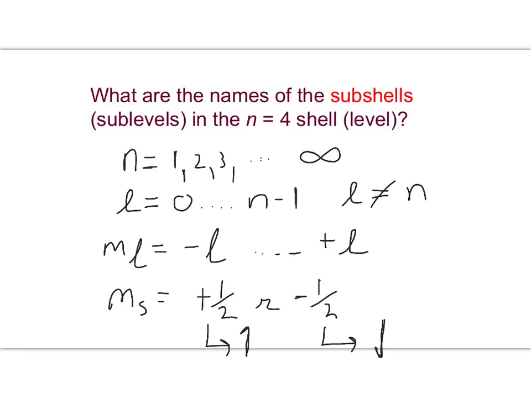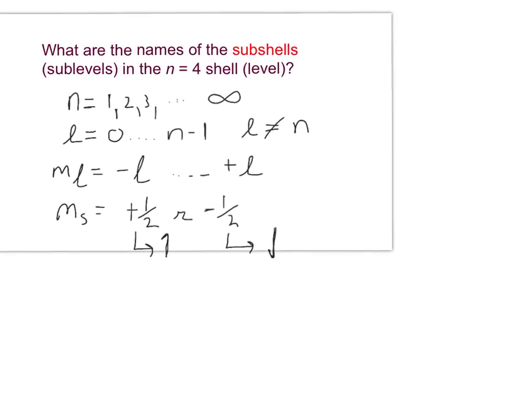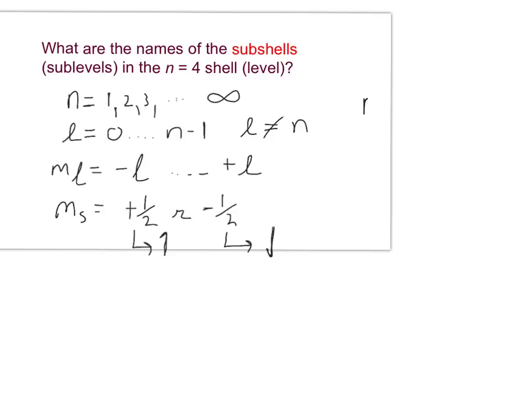So to the question at hand. If you have n equals 4, and that's all you know, they said, what are the names of the subshells or sublevels in the n equals 4 shell level? If you know n, you know the level. If you know n and L, you know the sub-level or the sub-shell. But for this problem, all you know is n. Therefore, L can be 0, 1, 2, or 3. It can be any of those 4 numbers. We don't know anything about this particular electron other than n is equal to 4.